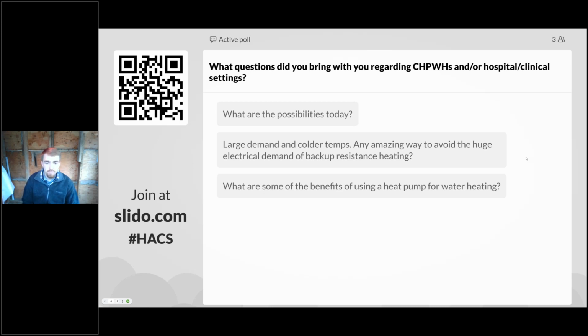And then what are some of the benefits of using a heat pump for water heating? We'll definitely talk about that as well, and that's actually one of the first things we'll talk about today. So I think we're all in a good headspace, and we're definitely asking the right questions today that hopefully I'll be able to answer for you.